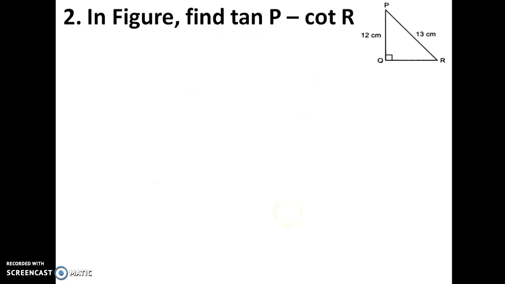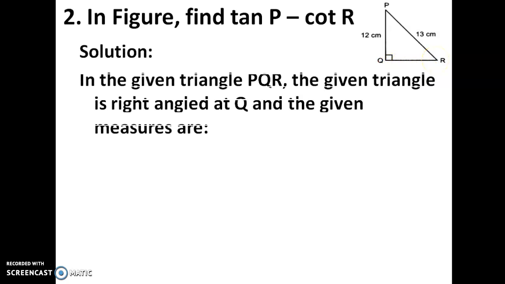In the figure, find tan P minus cot R. So this is the given figure. In this, P is here and R is here. You have to find tan of P and cot of R, then put those values here and find the answer. Two side lengths are given: PQ is 12 centimeter and PR is 13 centimeter. One more side, QR, we don't know its length, so we have to find that first.